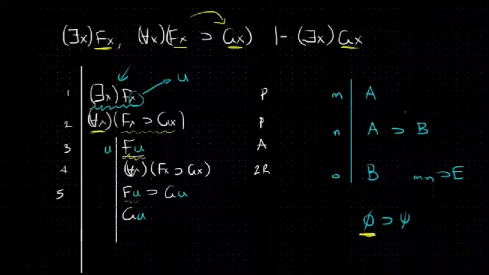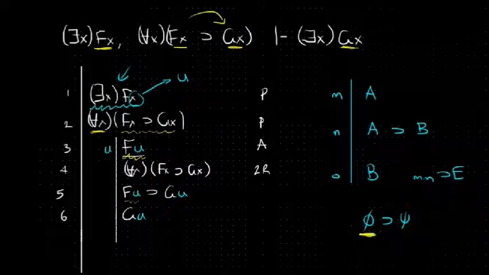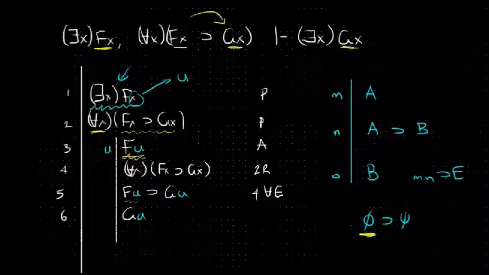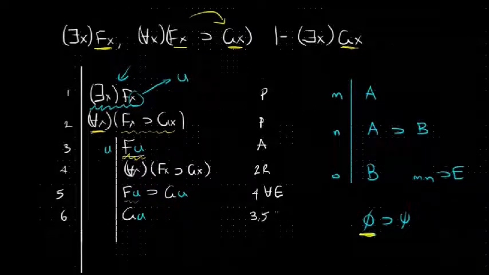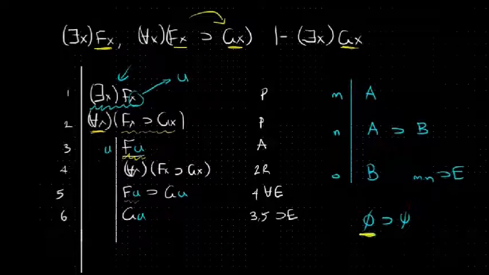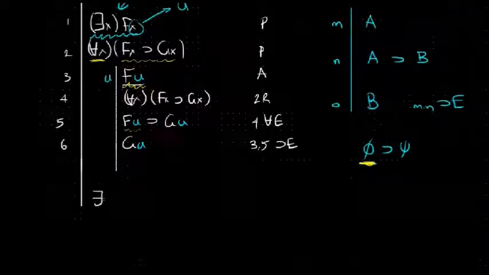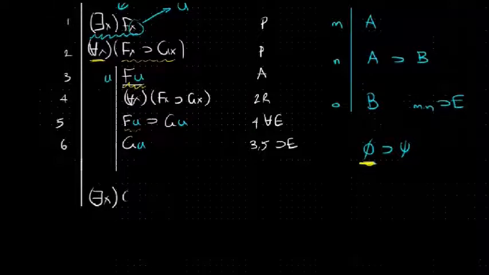Okay, so we can show that gu, and sorry, this should have been 4, universal elimination. 6 comes from 3 and 5, horseshoe elimination. So it's just a normal horseshoe elimination we've done here. We had a conditional fu then gu, and we had the antecedent of that fu, so we could just derive its consequent gu. Remember that we wanted to end up with, at the bottom of our proof, ex gx.